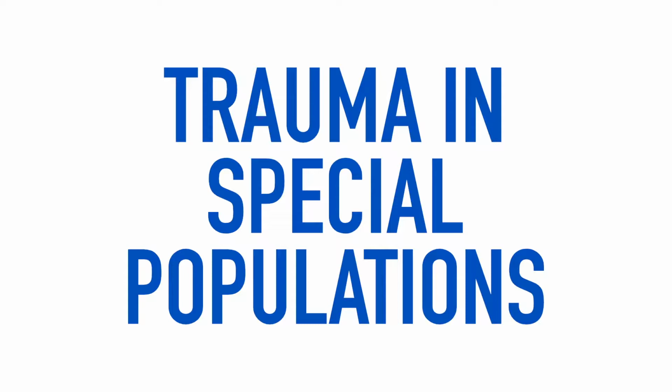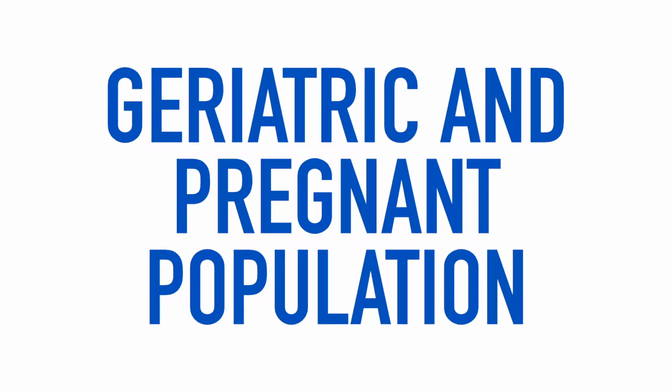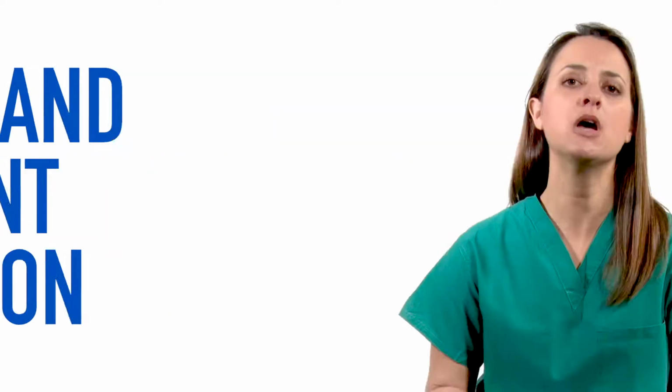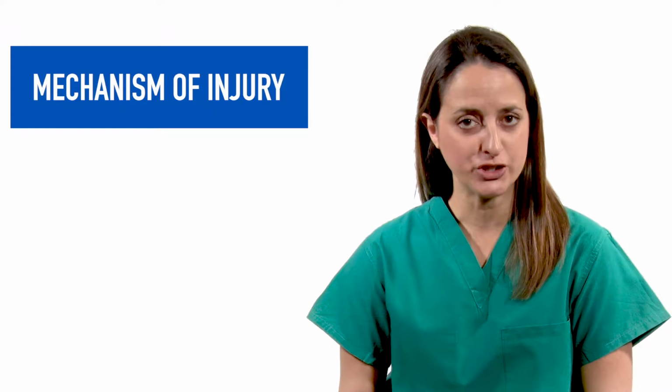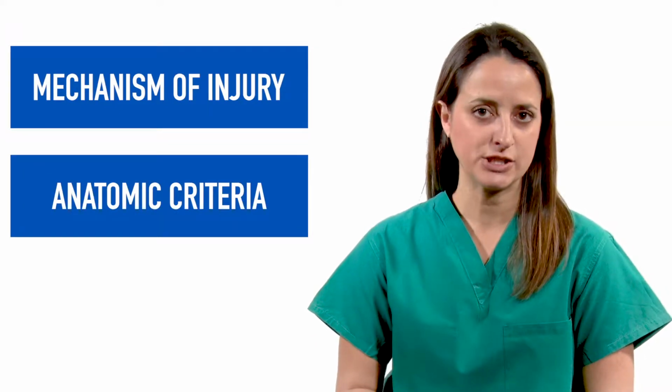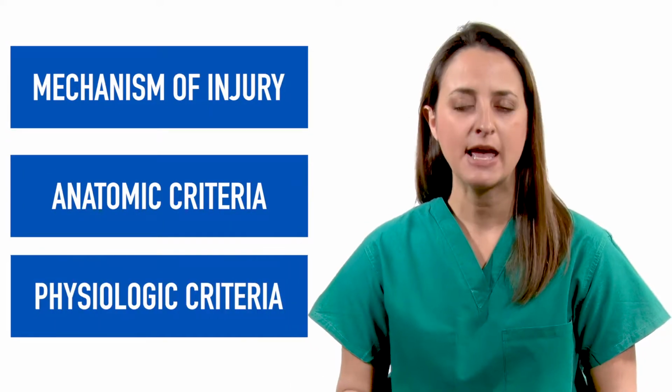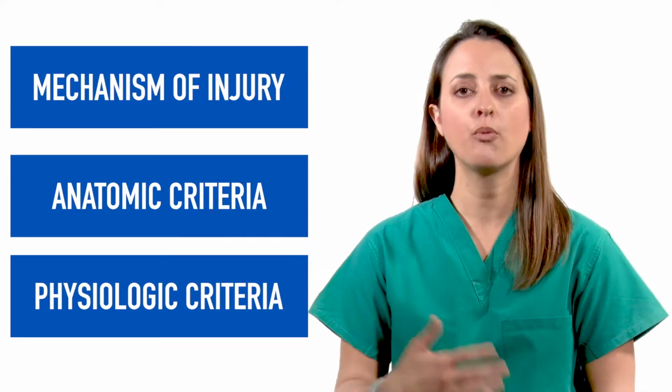Today we're going to talk about trauma in special populations, and specifically I'm going to talk about the geriatric population and the pregnant population. In general, when we are doing trauma criteria, we're looking at mechanism of injury, anatomic criteria, so where is this injury happening, and physiologic criteria, so what's happening to my primary survey. While it's great that we have these criteria, sometimes we need to think a little bit more outside the box, and we need to over-activate because we need to be suspicious for certain situations.